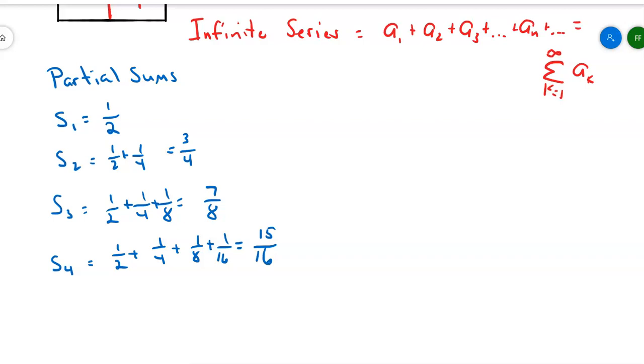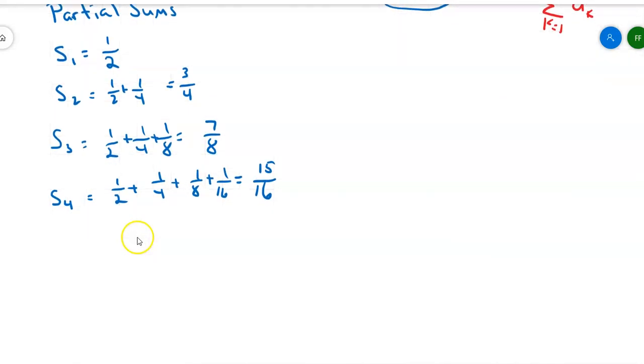Now, be careful of the terminology. We're talking about an infinite series. We're adding all the terms together, but I'm not looking at the whole thing. I'm just looking at part of it. So I'm looking at the first term. I'm looking at the first and the second term. I'm looking at the first, the second, and the third term as what we call partial sums. Now, from these partial sums, let's make a sequence of partial sums.